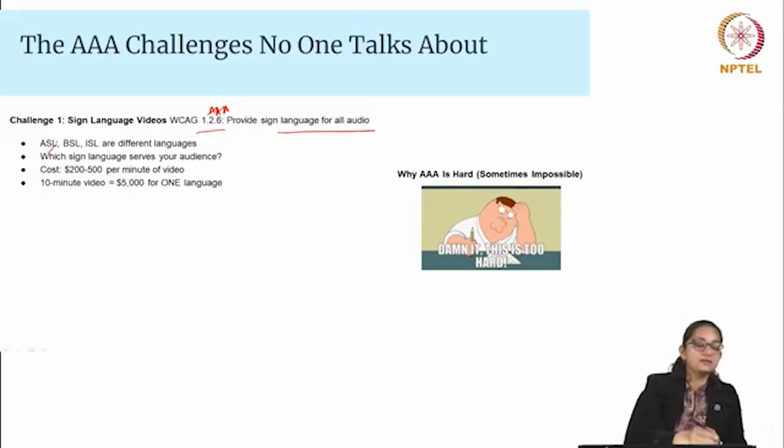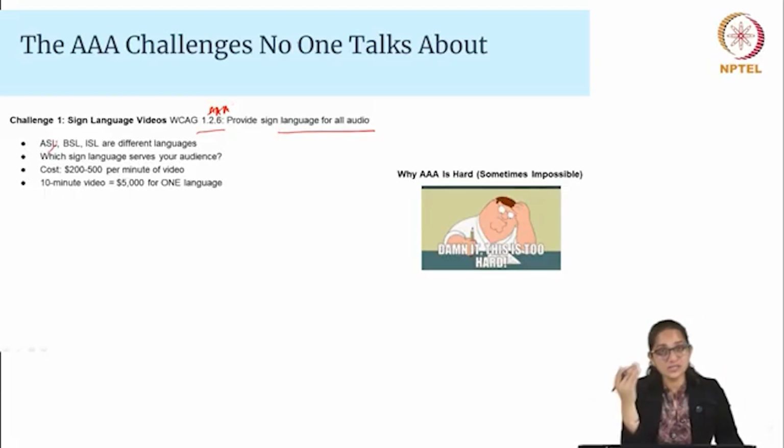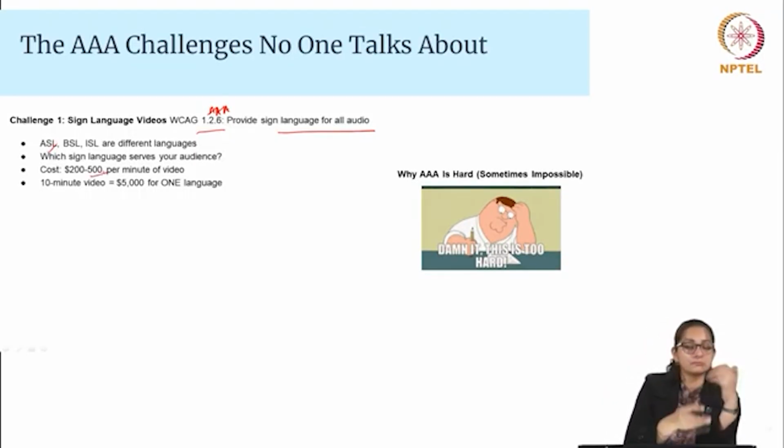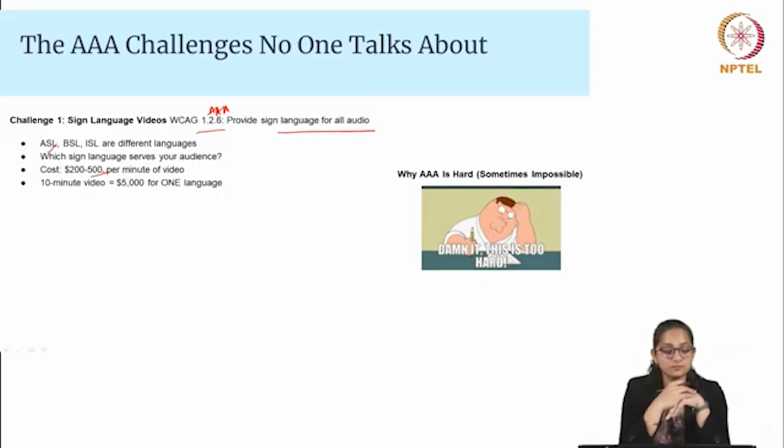But ASL, American Sign Language, or British Sign Language or Indian Sign Language, are all different languages. Which one to provide? Which sign language serves your audience? If it's a global product, do we record in 3 different languages? The cost may be very high, because there is a person who is signing and a video being recorded, and it may be several hundreds of dollars per minute of video. A 10-minute video may cost say $5,000 for one language.